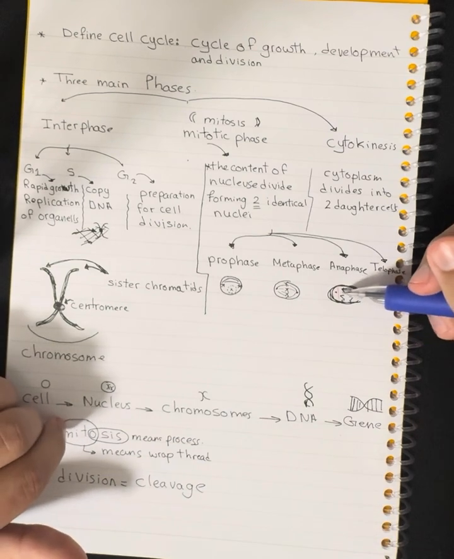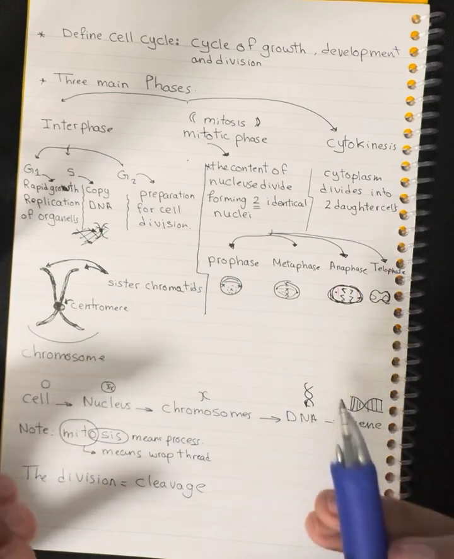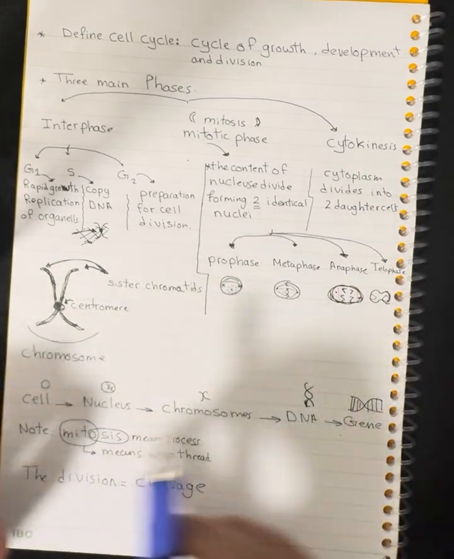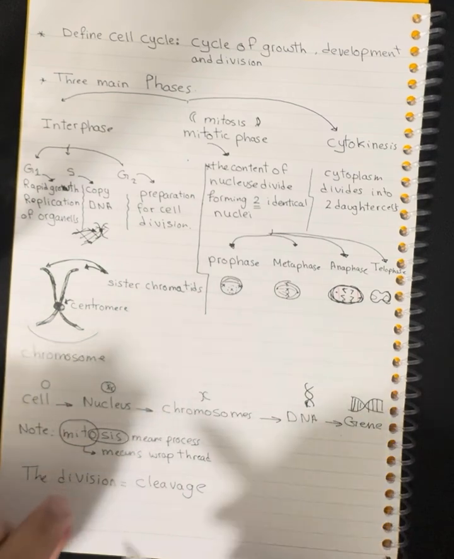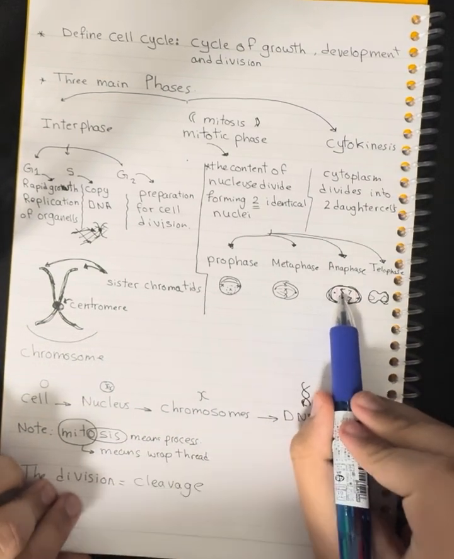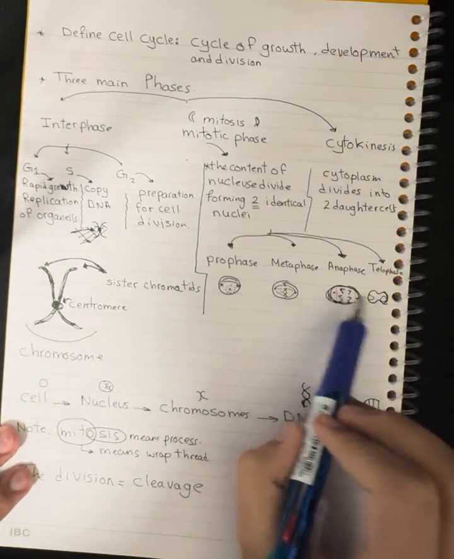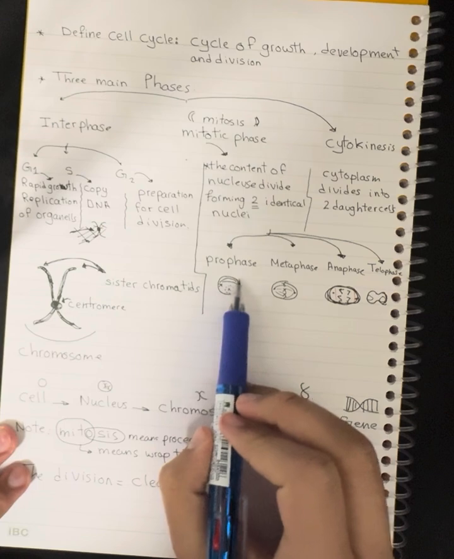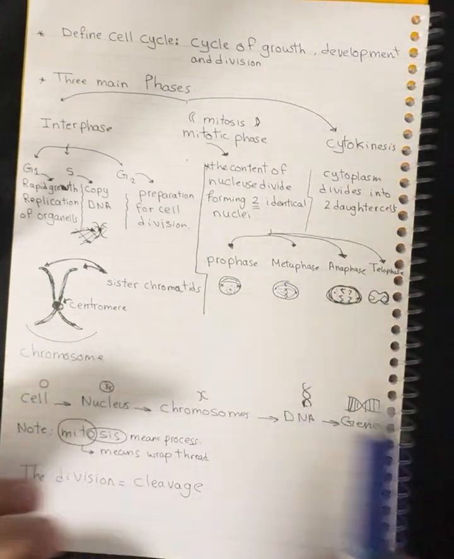And as you can see, the cell lengthens because the spindle fibers are shortening. This effect causes the sister chromatids to get separated and the cell to lengthen. As you can see here, the cell is just normal sized. As you can see, it's really long.